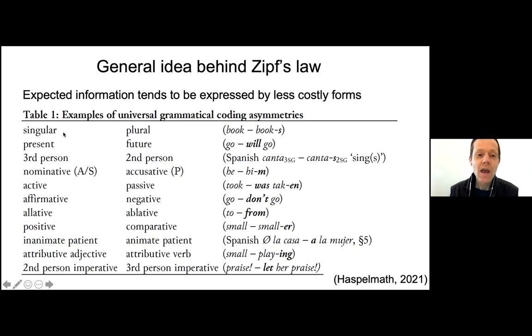And it's also the case that the element on the left is expressed by less costly forms, by shorter forms. So singular in English is zero marked, whereas we have the marker S for the plural. So I think of this as the same idea behind Zipf's law, just applied to grammatical markers rather than words.